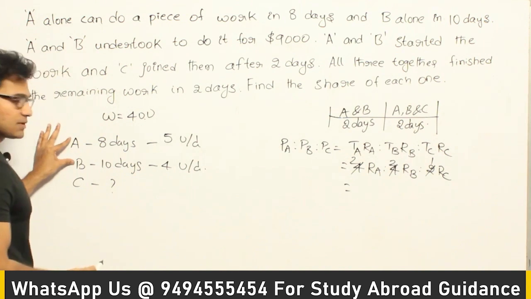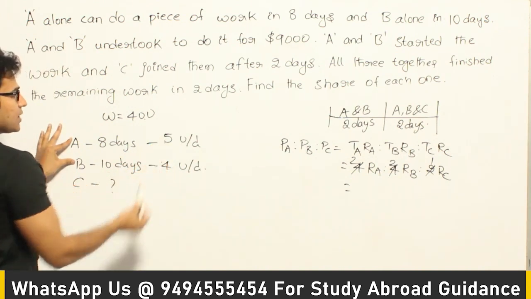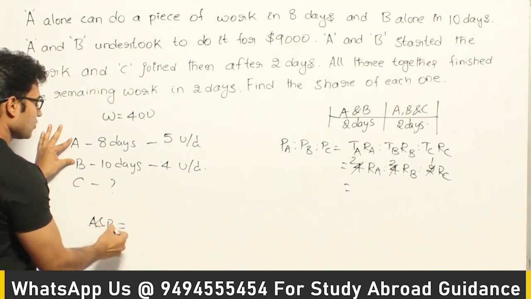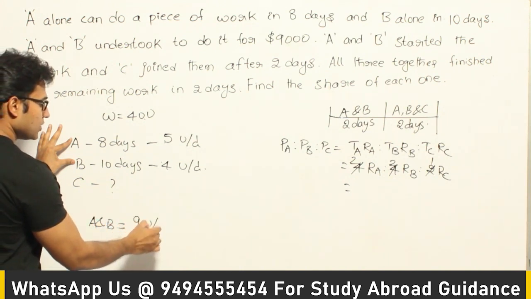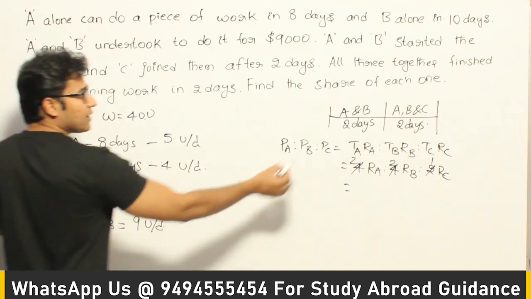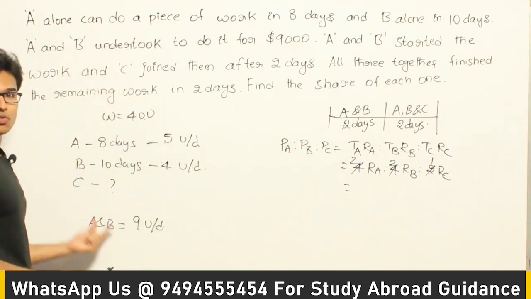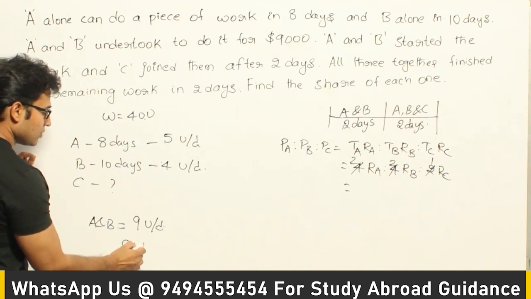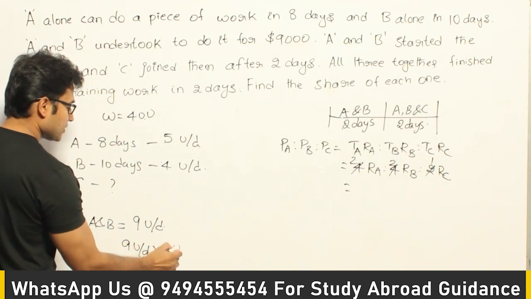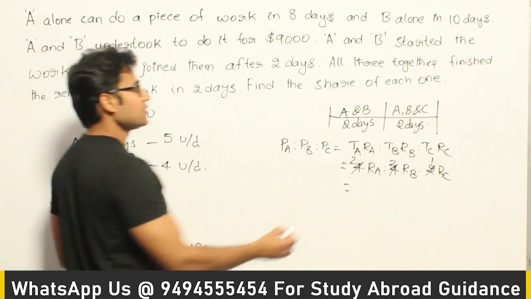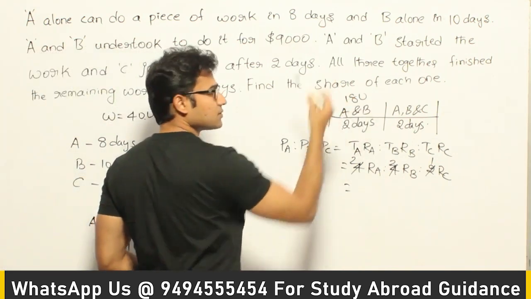If this is the case, then when A and B work together, they are able to finish 9 units per day, isn't it? And like that they have worked for 2 days. Then how much work have they completed in 2 days? It is equal to 9 units per day into 2 days, right? So 18 units of work they are able to finish in the first 2 days.